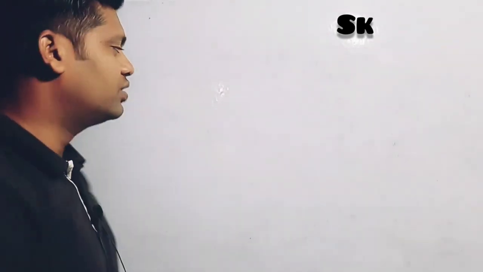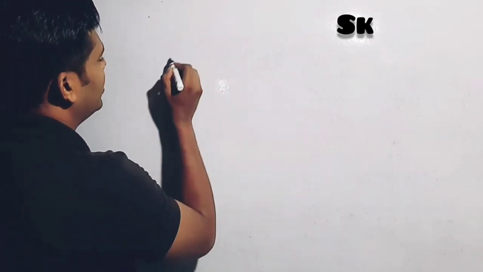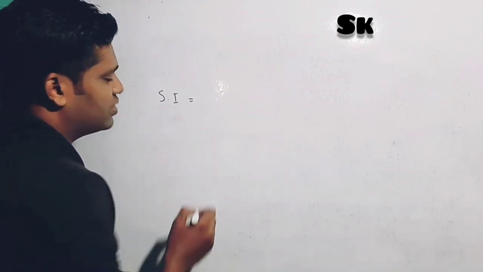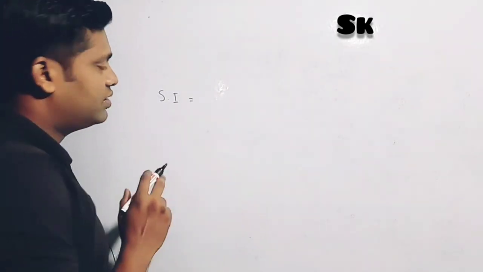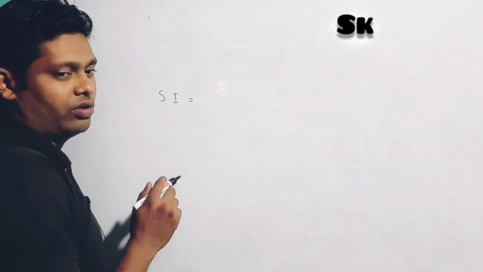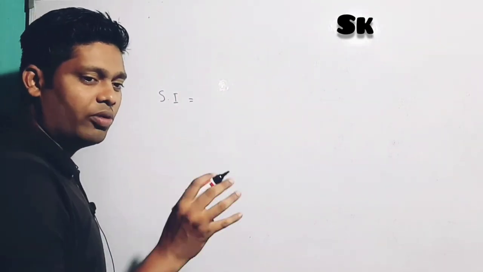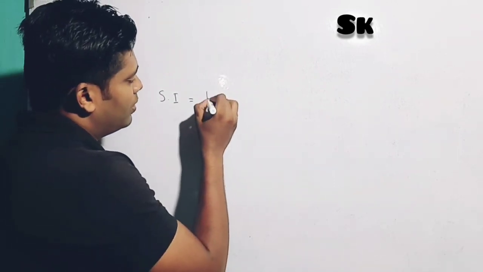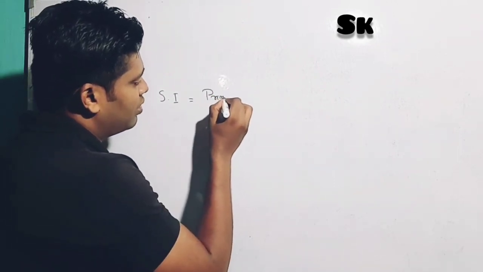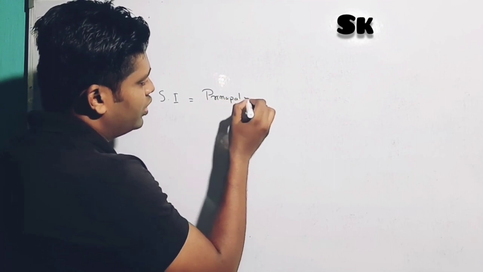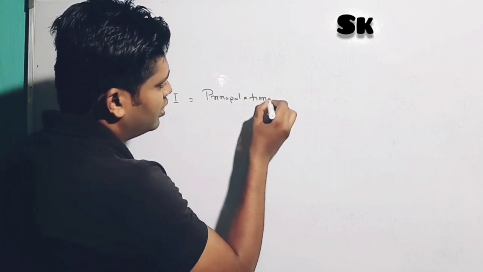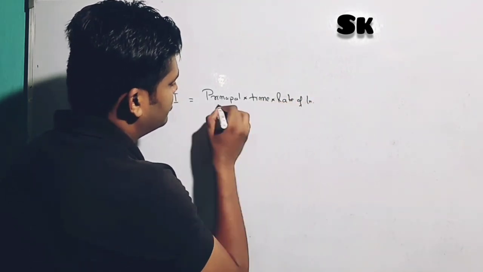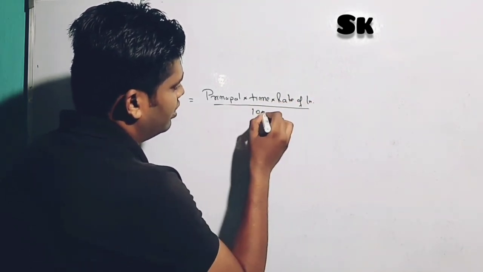Now how to calculate the simple interest? The simple interest formula is, see, SI is equal to simple interest, or you can say interest, same thing. This is what the bank is paying you. The simple interest, or interest, is the amount which the bank will pay you. SI, as I told you already, is equal to principal into time into rate of interest by 100.